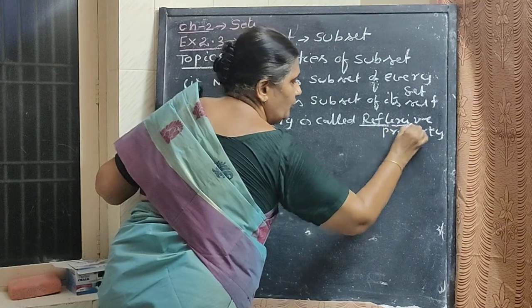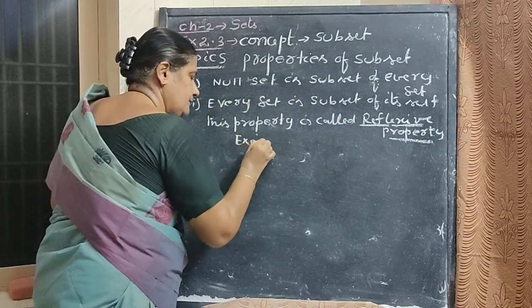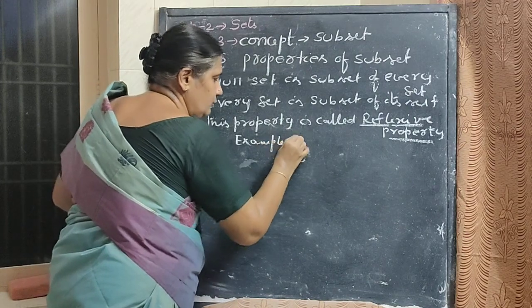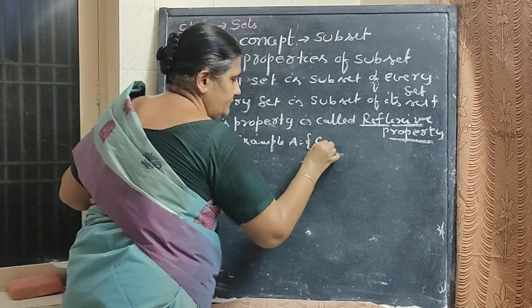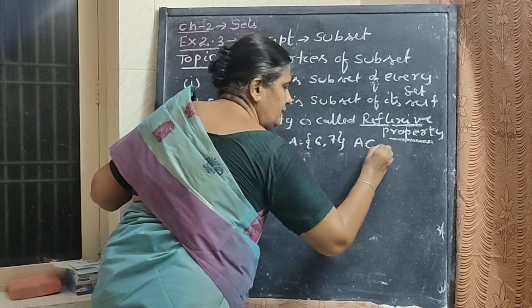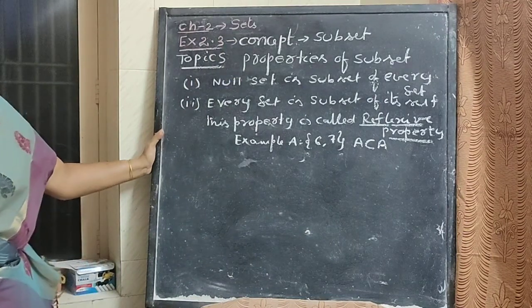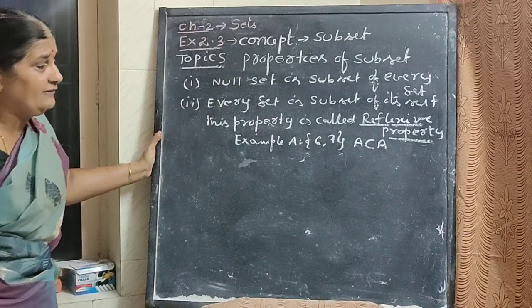This is important, it will come. Example: A is equal to the set {6, 7}. Therefore, A is a subset of A. Every set is a subset of itself. What is the name of this property? Reflexive property.